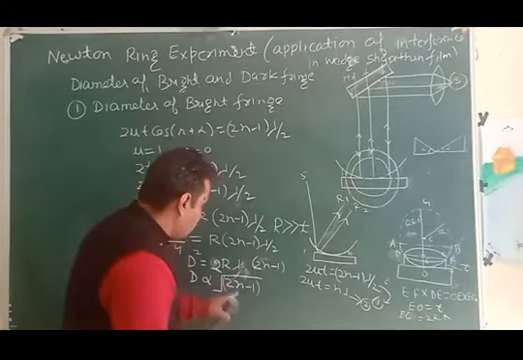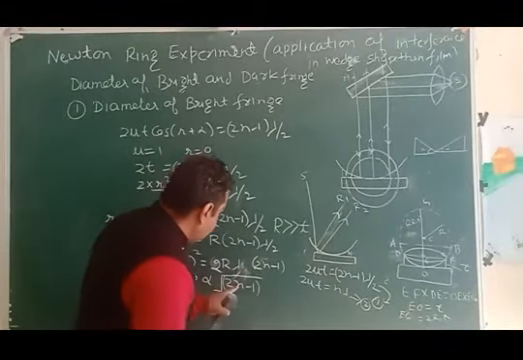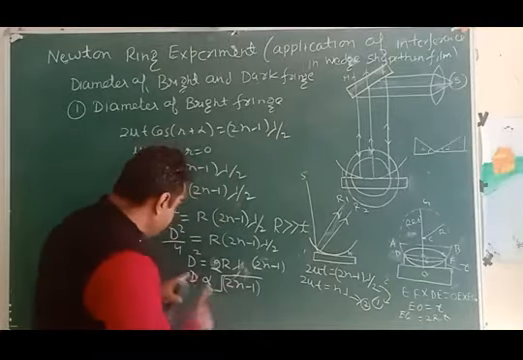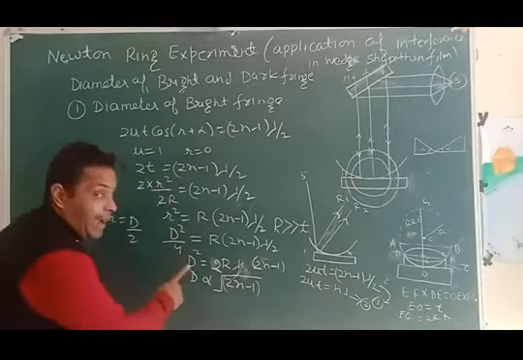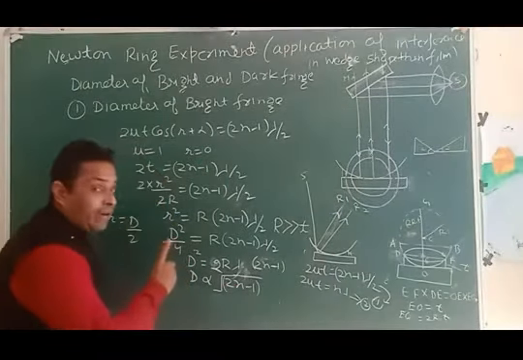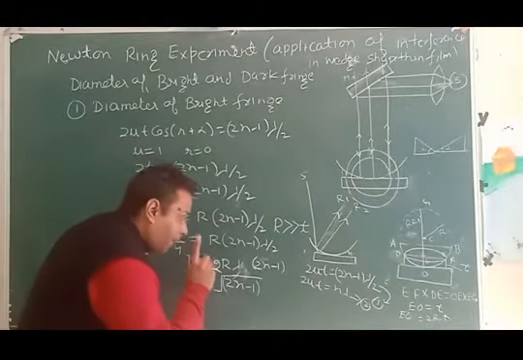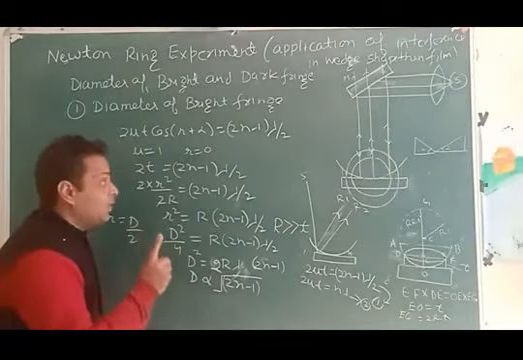This is an important question. It will always come in the exam. That is the proof that the diameter of the bright fringe is proportional to the square root of the odd natural number.